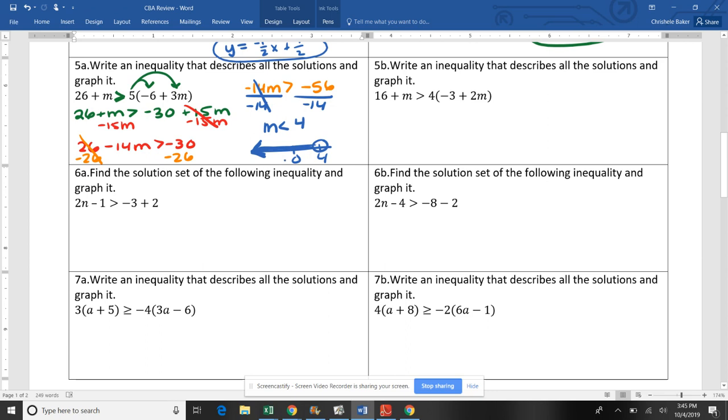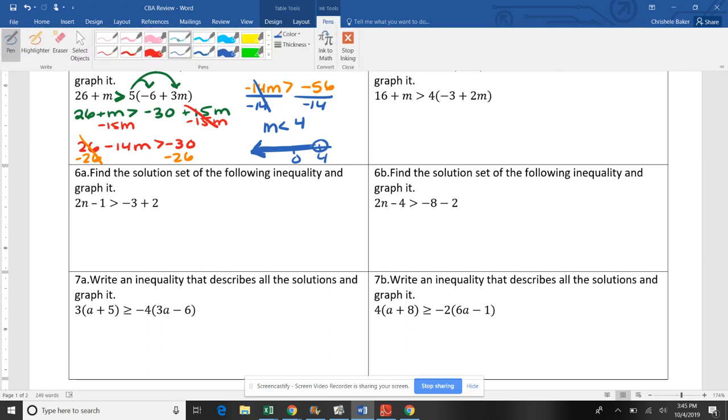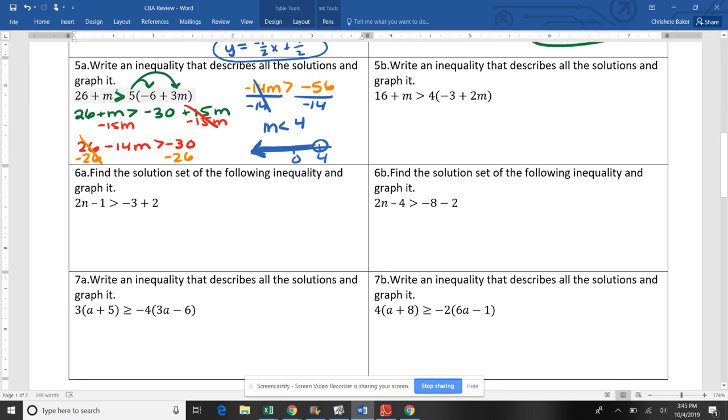So let's test out an answer. 0 is a very easy thing that I shaded over, so let's double check that. If I plug a 0 in for m, and I could plug anything that's less than 4 in, but I'm doing 0 because that's easy. 26 plus 0 is 26. If I make this a 0, 3 times 0 is 0, so all I'm doing is multiplying the 5 times negative 6. So is 26 greater than negative 30? It sure is.